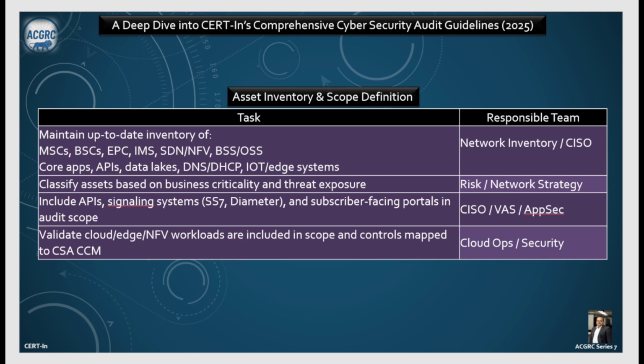Step 3 is to include APIs, signaling systems, and subscriber facing portals in your audit scope. This is where you bring in your CISO, your value added services head, your application security heads into the loop. Step 4 is to validate cloud, edge, NFV workloads are included in the scope and controls mapped to the CSA CCM. This is where you get in your cloud operation heads and teams and your security heads involved.